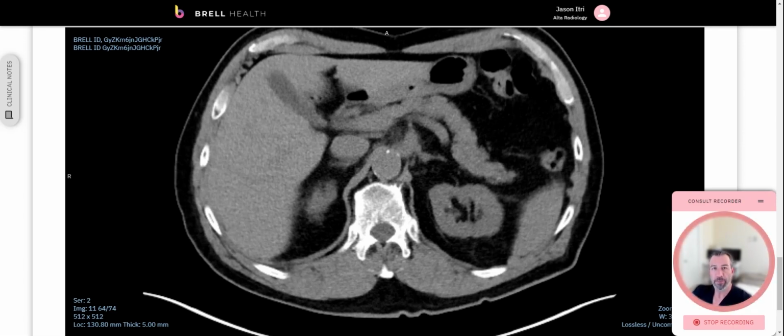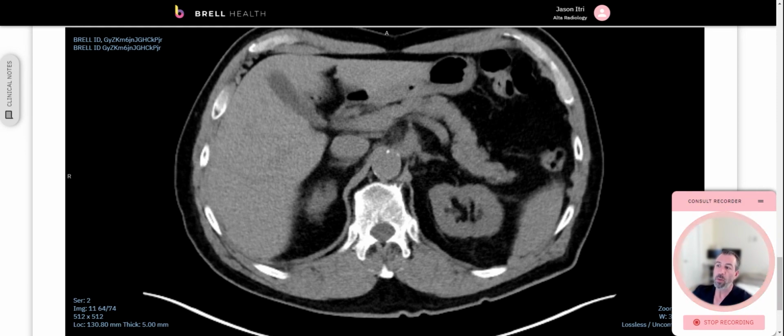Hi, I'm Dr. Jason Itri, and today I'm going to talk about incidental findings and why it's important for radiologists to have a systematic method when they're reviewing imaging studies. An incidental finding is basically an important finding on an imaging study that your provider was not looking for or expecting. A great example of an incidental finding is an early cancer.